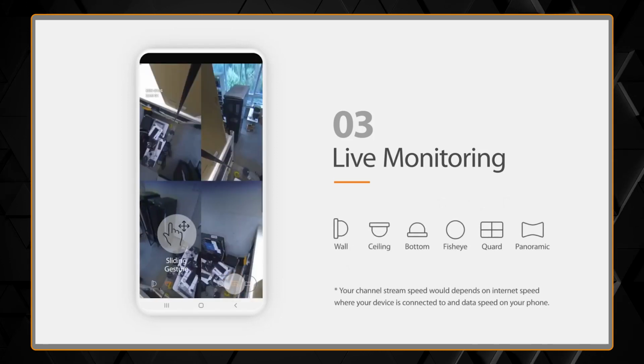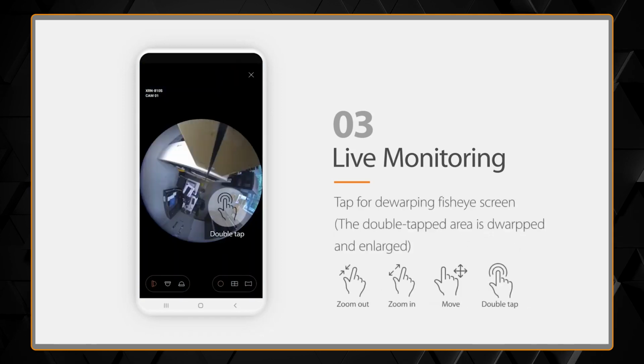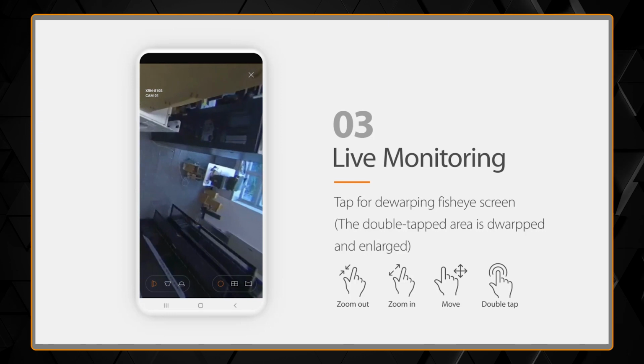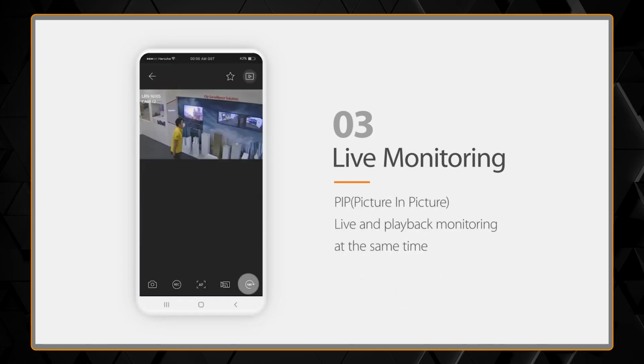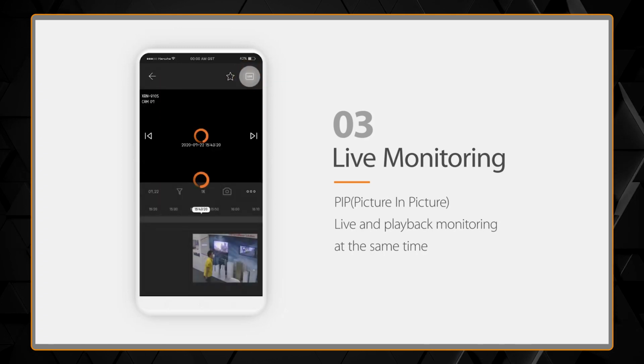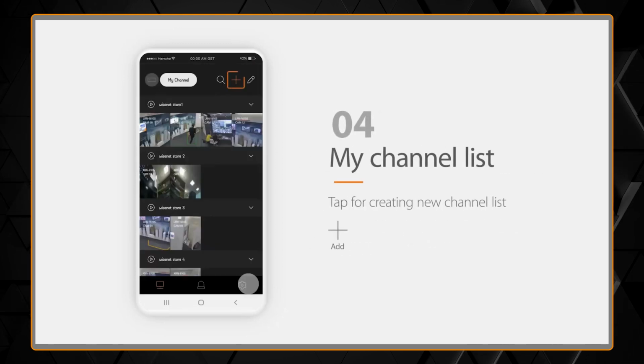Fisheye cameras can be de-warped into quad and panoramic images. You can pinch and zoom or double tap on individual quadrants to move around. The playback button lets you view recorded video. This includes the picture-in-picture feature that lets you view live and playback at the same time.